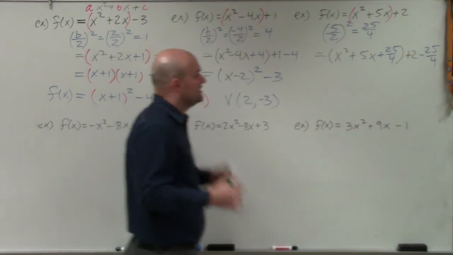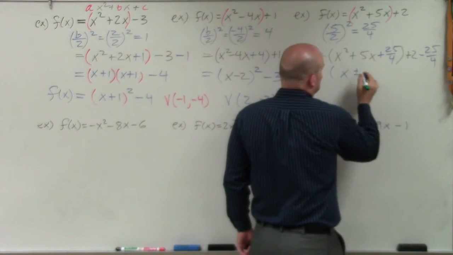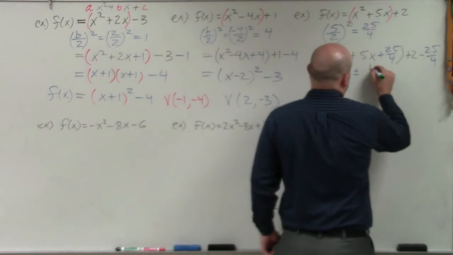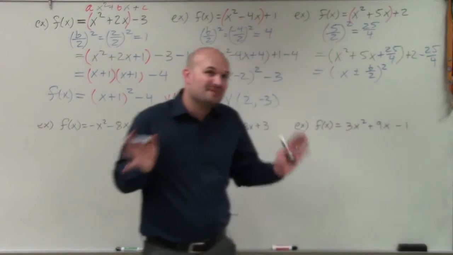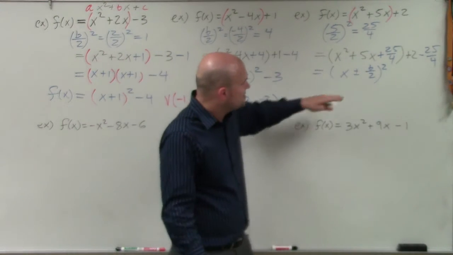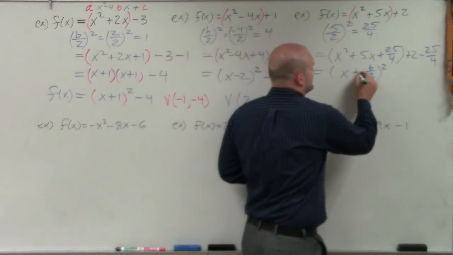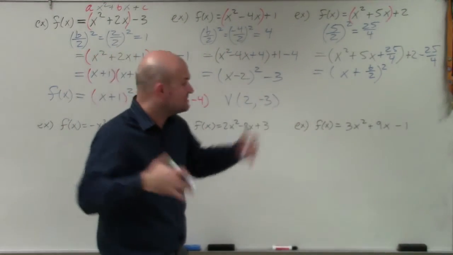Well, it's really important that the factored form is always going to be x either plus or minus, depending on what the value is. But x plus or minus b divided by 2, squared. It's always going to be that way. Actually, I could always just do it as plus. So it's always x plus b divided by 2. Well, if b was negative, then it would be x minus.